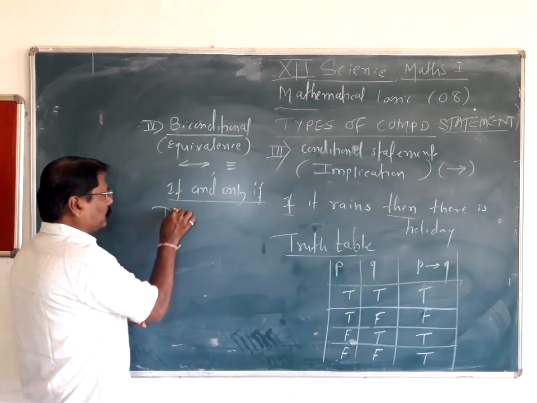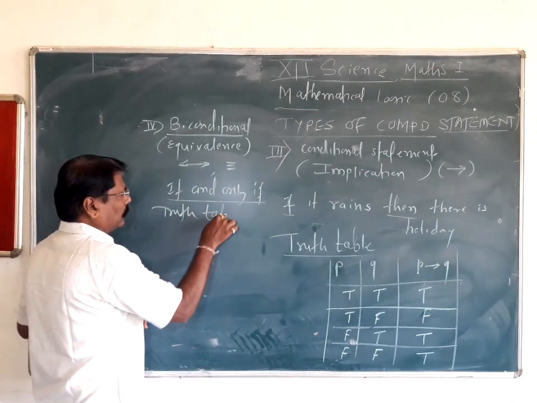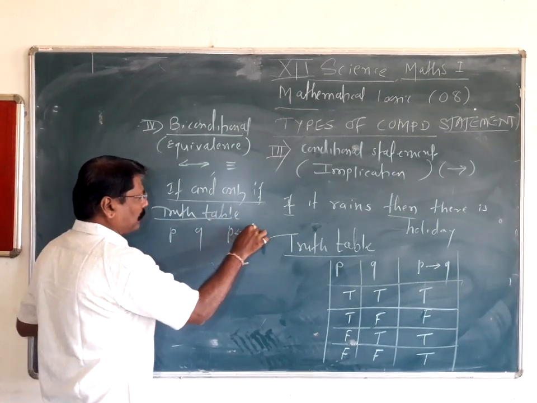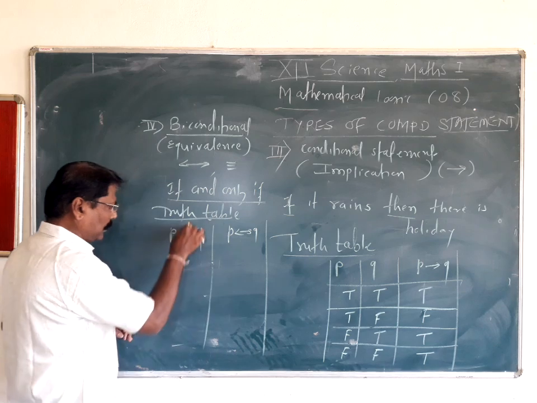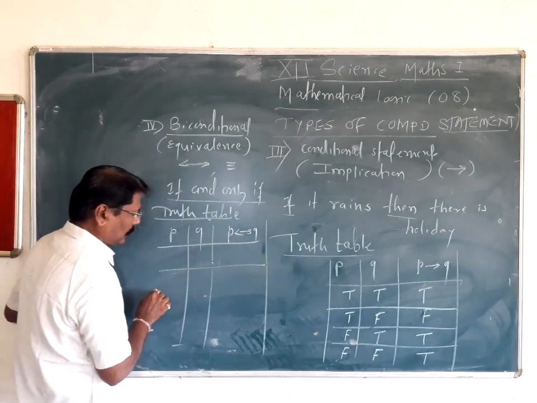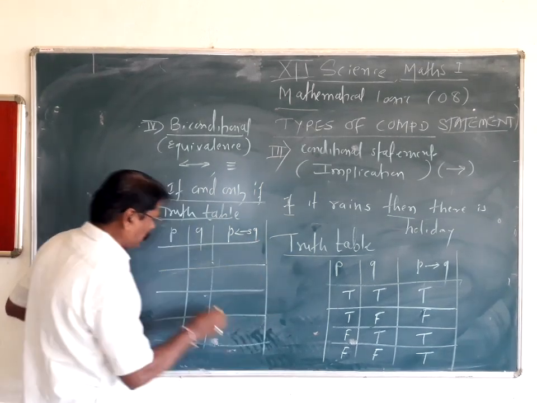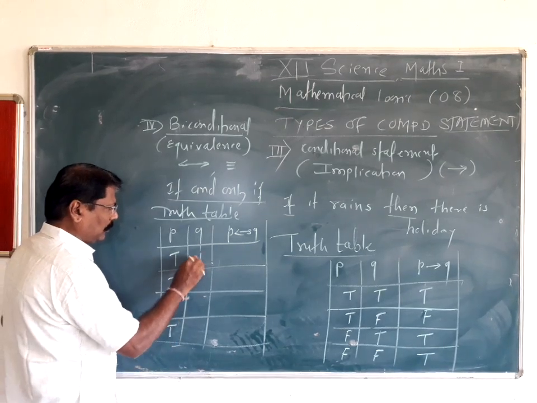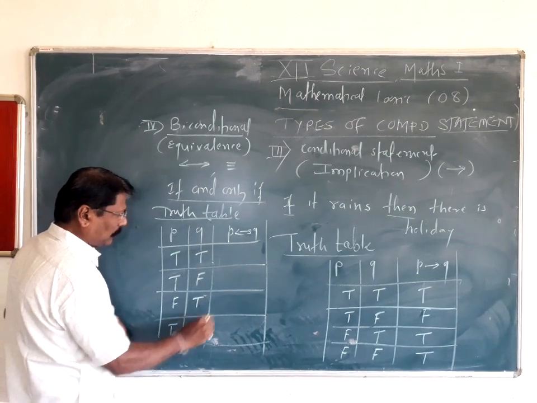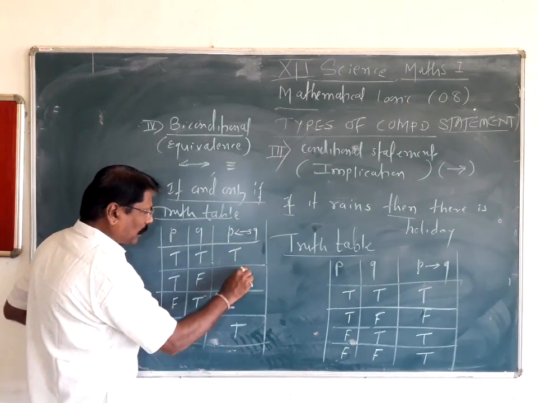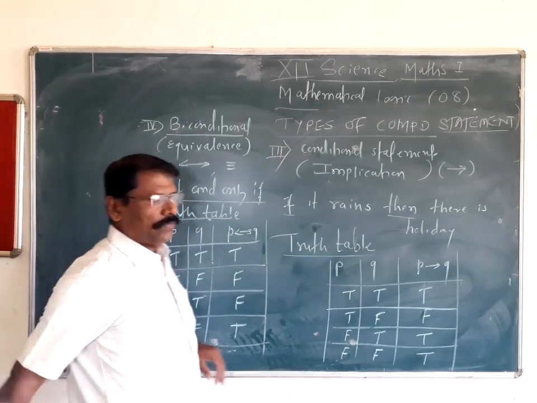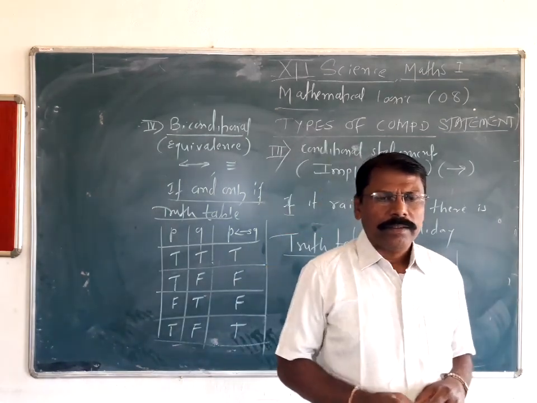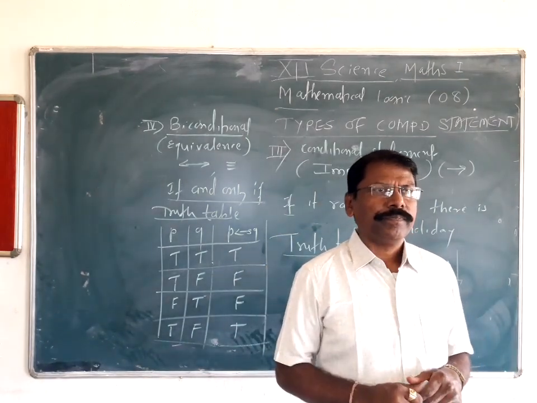Its truth table: P, Q, P implies and implied by Q. It is true when both are the same, otherwise false. Otherwise false. So these are the compound statements.